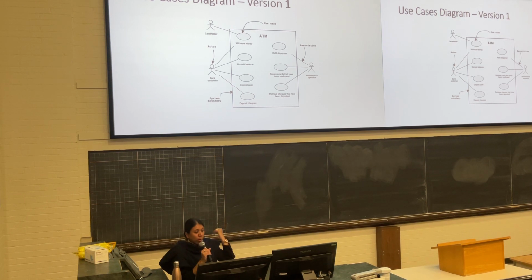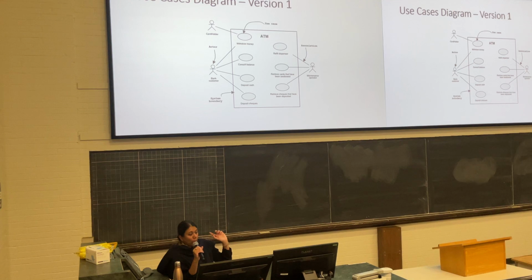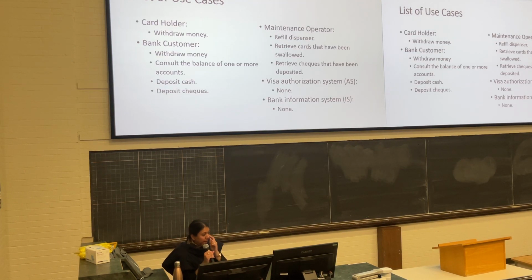Different books, this is taken from a book, are either very cautious about these sorts of things or very messy. So this is the first version of the use case diagram. For the second version of the use case diagram, I want you to look at the card holder and the bank customer. So let's step back. Do you see that the card holder and the bank customer have withdrawing money in common?